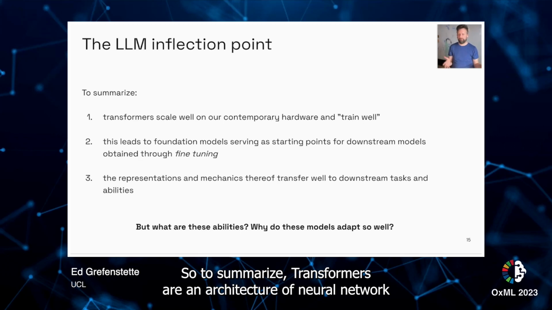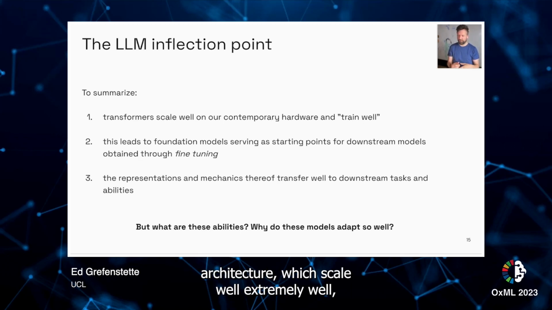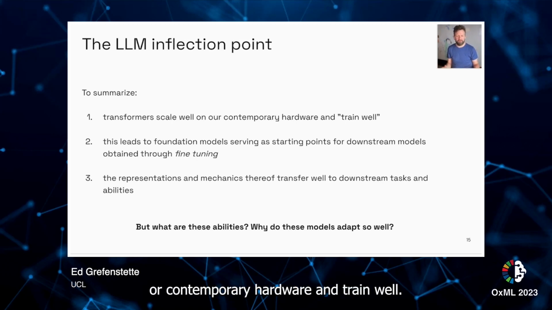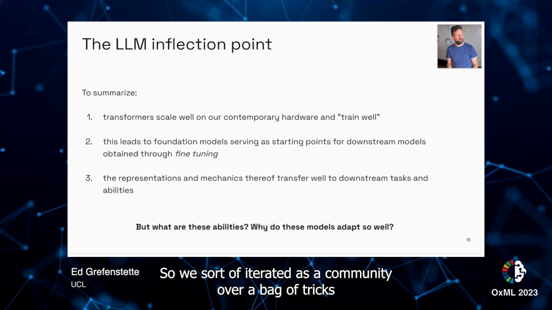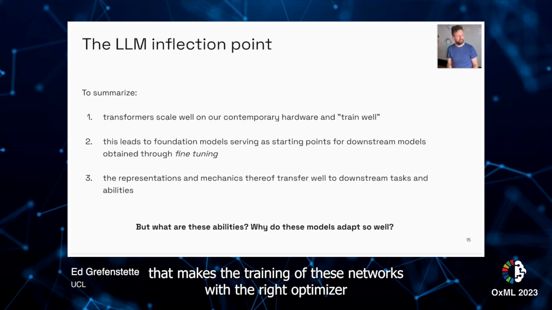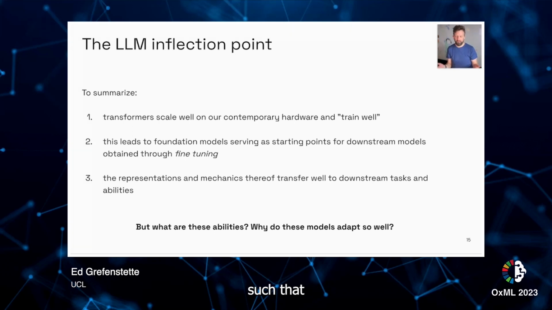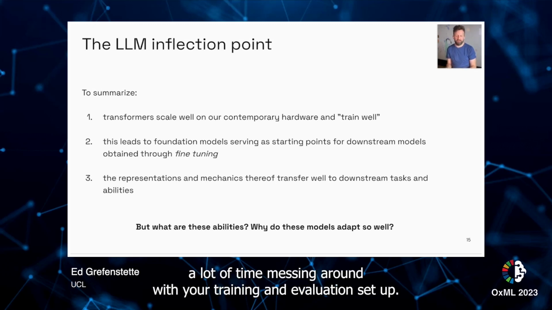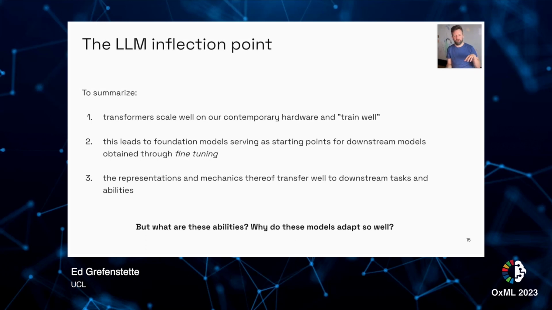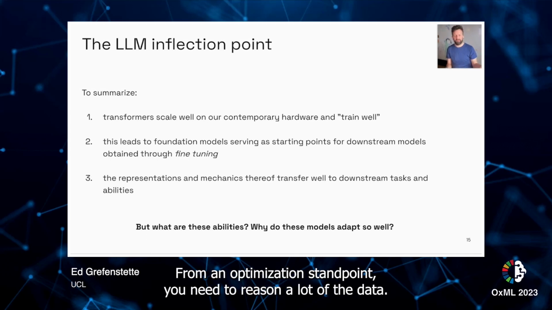To summarize, transformers are a neural network architecture which scales extremely well to our contemporary hardware and trains well. We've iterated as a community over a bag of tricks that makes the training of these networks with the right optimizer pretty good across an extremely diverse range of tasks, such that you don't really need to spend a lot of time messing around with your training and evaluation setup from an optimization standpoint. You need to reason a lot about the data.